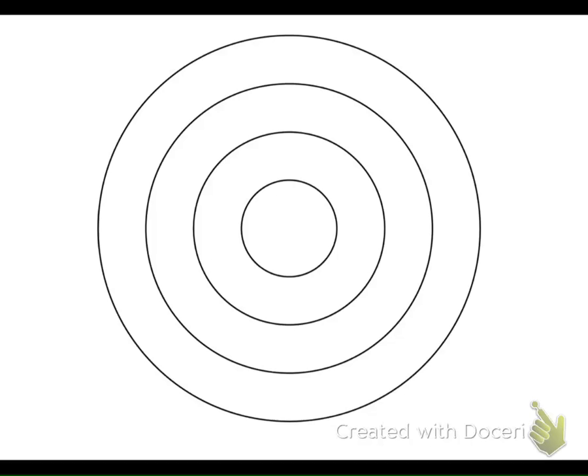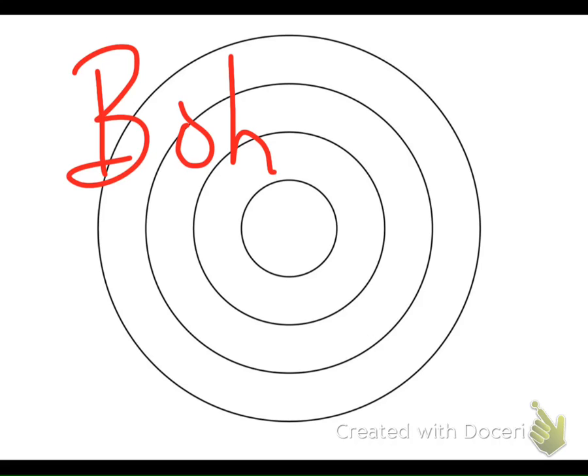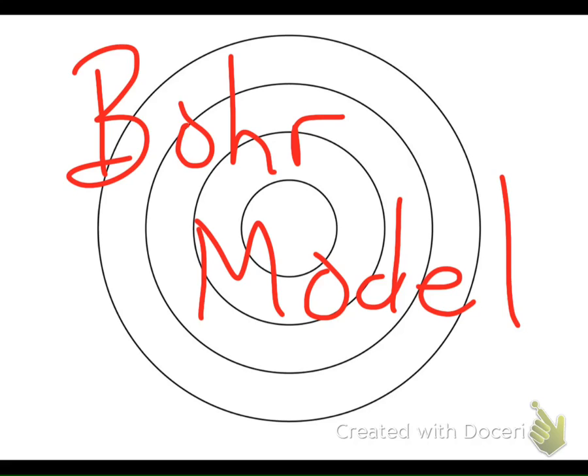Hello class. As you can tell, we've started our study of the periodic table of the elements, and one of the first lessons that we will do as far as getting a chance to practice on paper is something that we will call a Bohr model, named after the scientist Niels Bohr. And there it is, Bohr model, B-O-H-R.